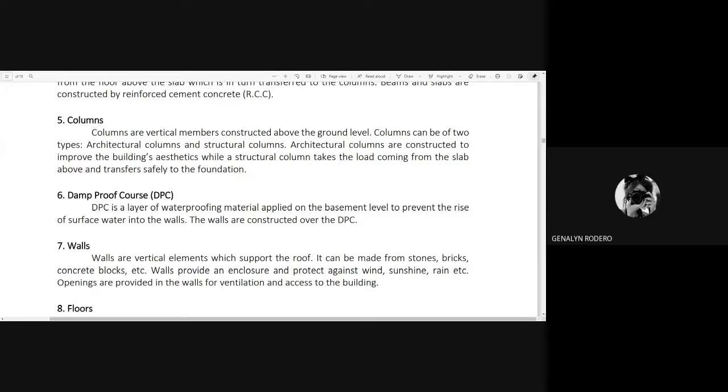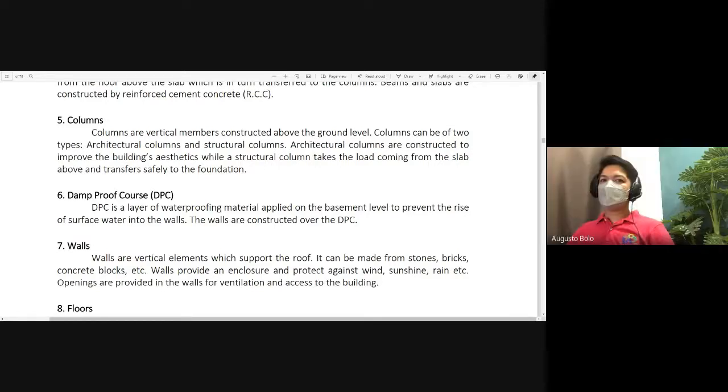Damp proof course. DPC is a layer of waterproofing material applied on the basement level to prevent the rise of surface water into the walls. The walls are constructed over the DPC. Okay.